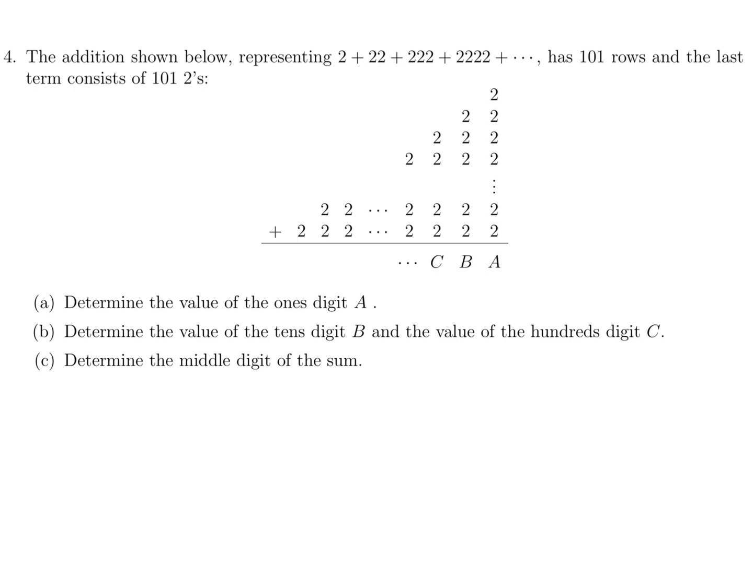The addition shown below represents 2 plus 22 plus 222 plus 2222, and so on. It has 101 rows, and the last term consists of 101 twos. Determine the value of the ones digit A.